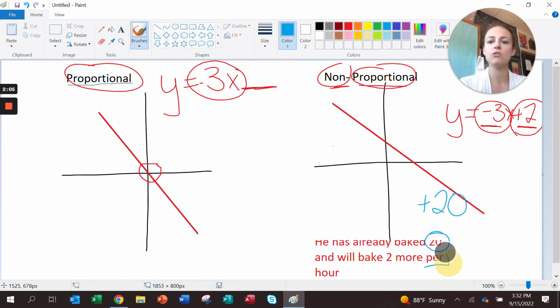And then he is continuously making 2 more per hour. Per is that magical word. So your equation would be y equals 2x plus 20.